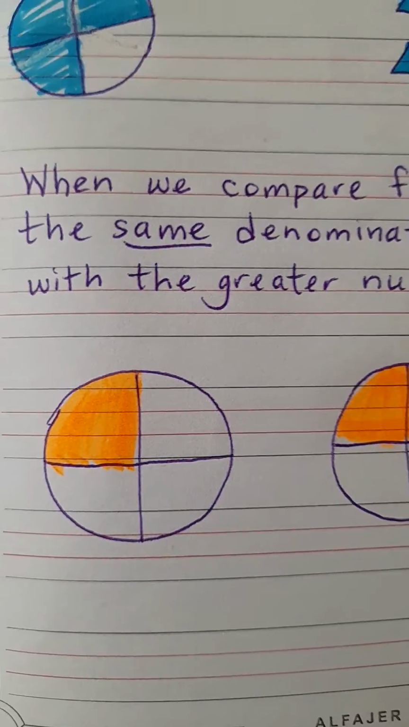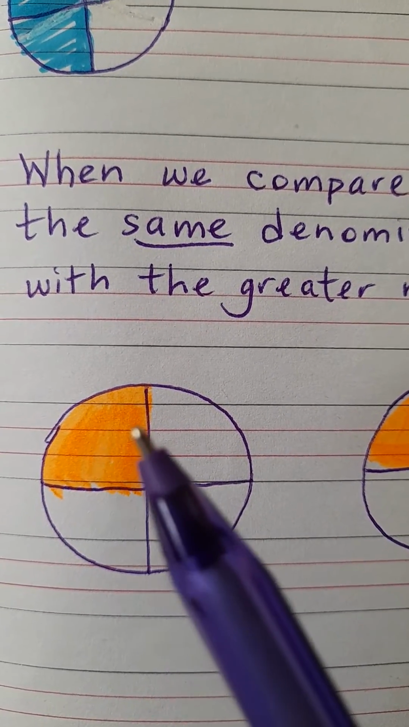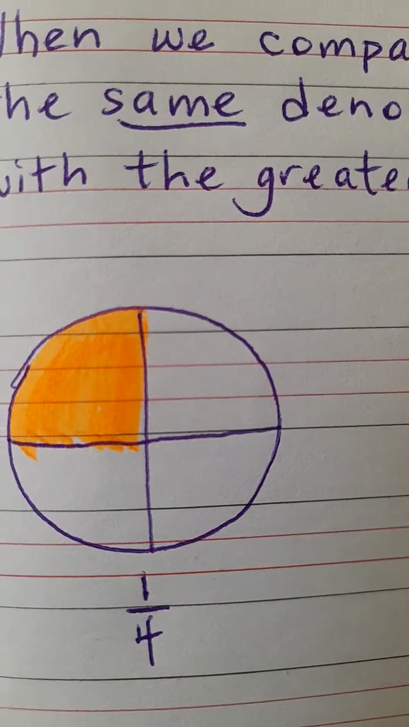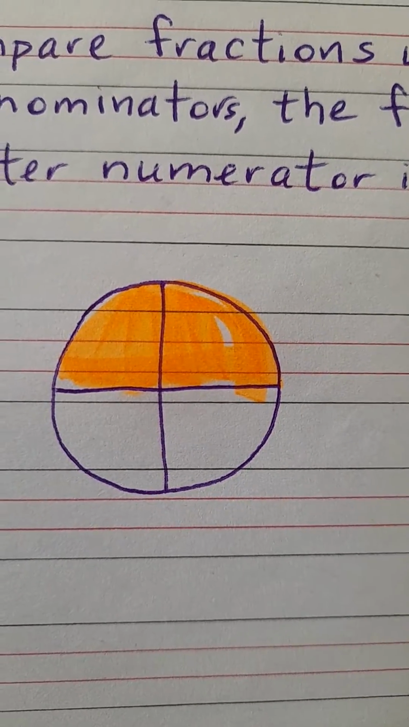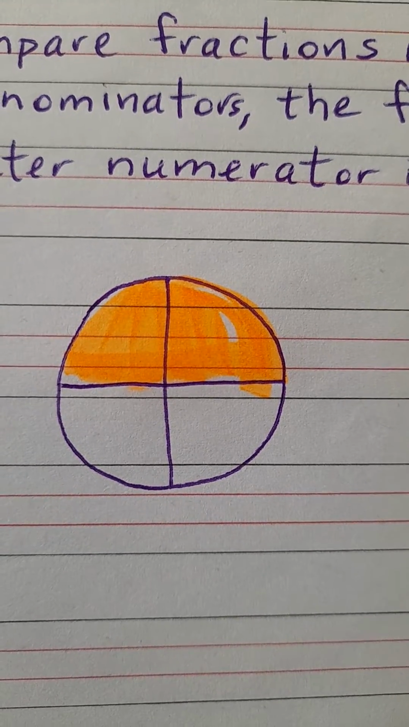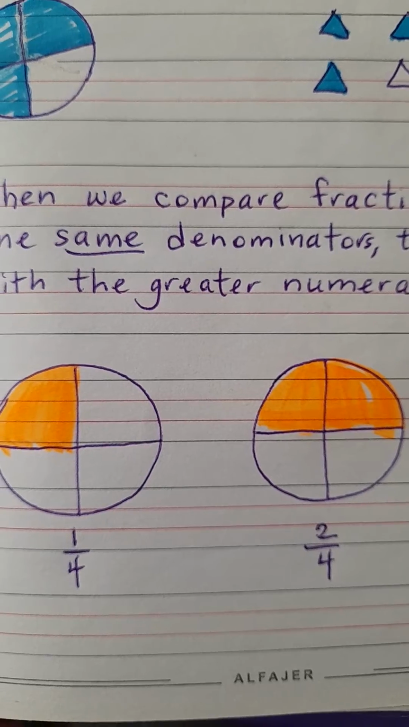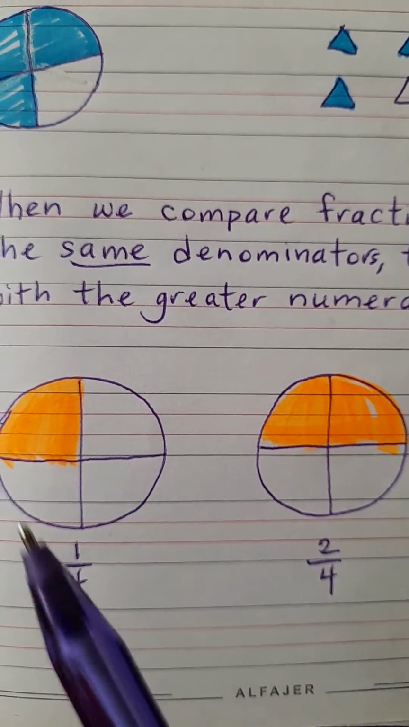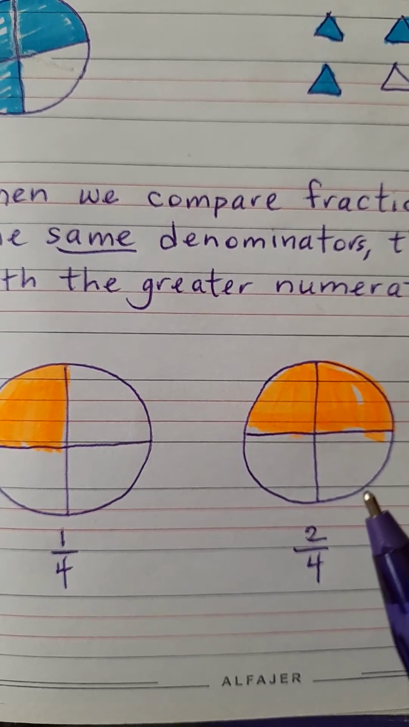So here's one piece of the cake. So that would be 1/4. But the other person's cake, we're looking at 2 pieces of that. So what would the fraction be? That would be 2/4. So which of these fractions, 1/4 or 2/4, is more?